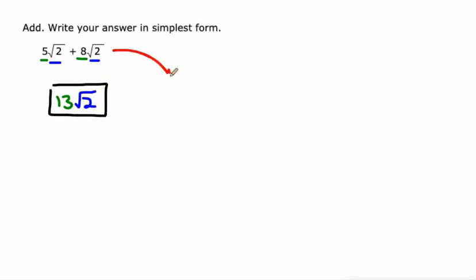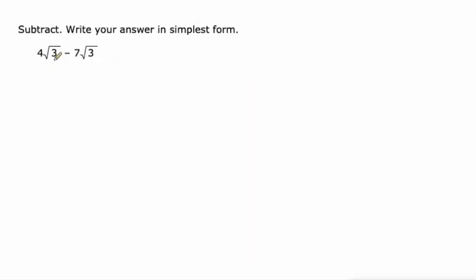The reason that works is that since they both have a common factor of the square root of 2, we can factor that out and make it square root of 2 times 5 plus 8. And then the 5 plus 8 is 13. So that's why. It's kind of like combining like terms. If those were both x's, we could make it 13x.